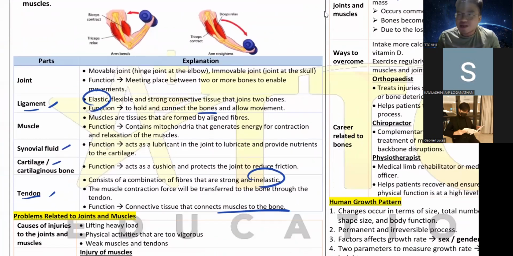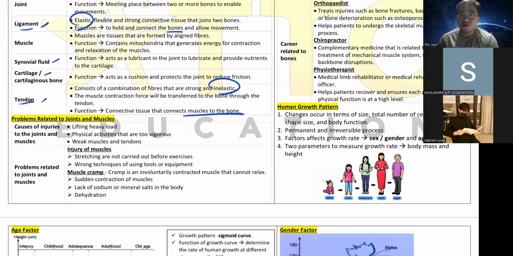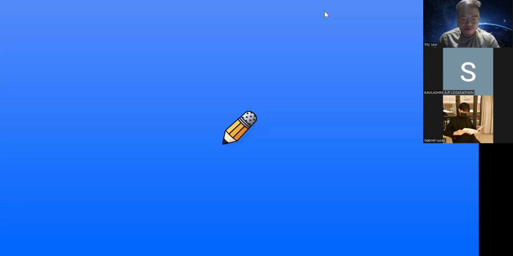And then pay attention to joints. Guys, if I were to say what is the most important part of this chapter, I would say it's your joints. What are ligament and tendon, what is synovial fluid and cartilage? Yeah, you have to know this. Okay, guys, shall we go to the exercise?